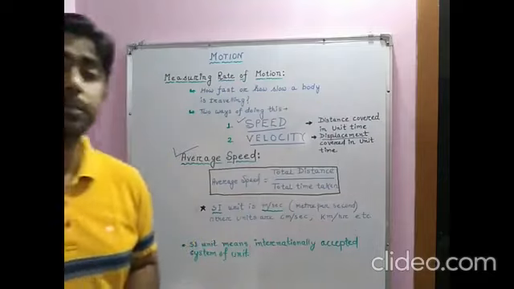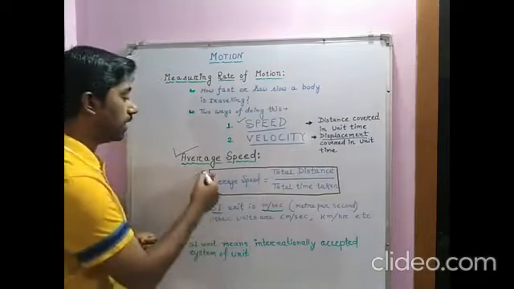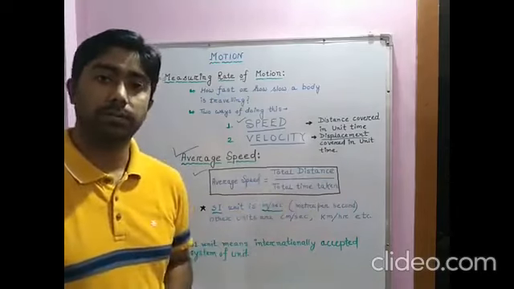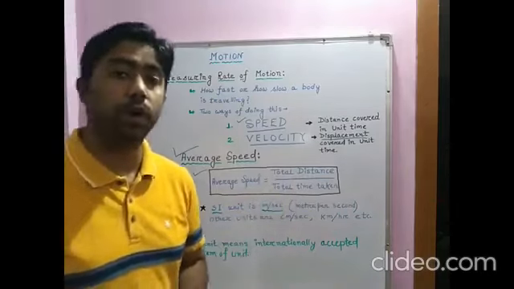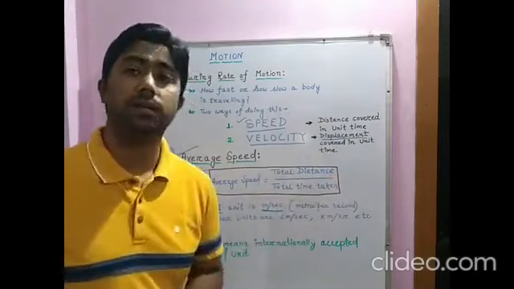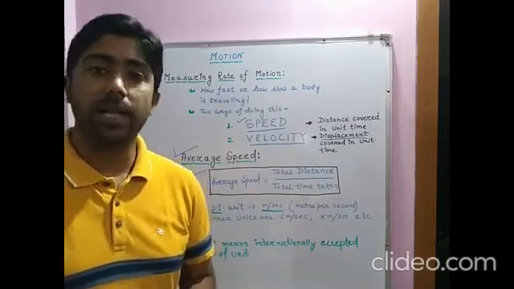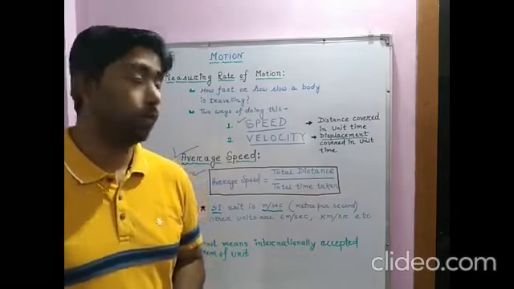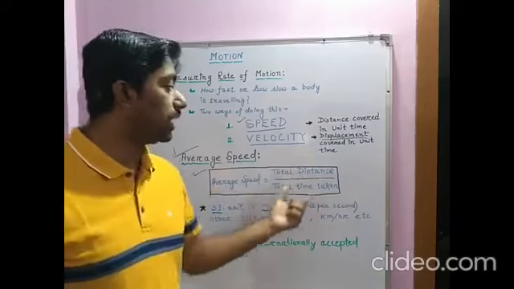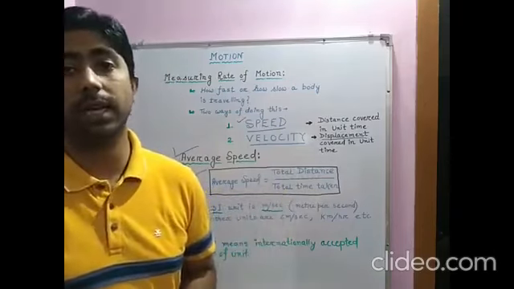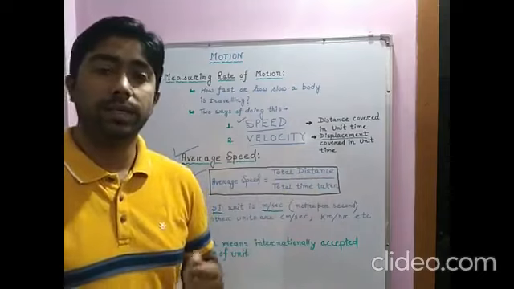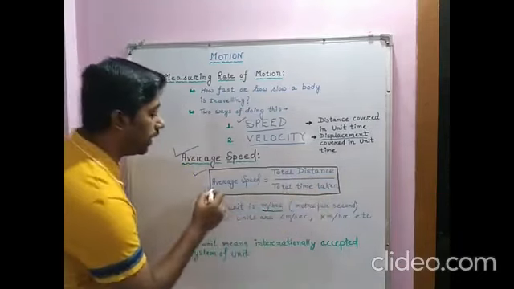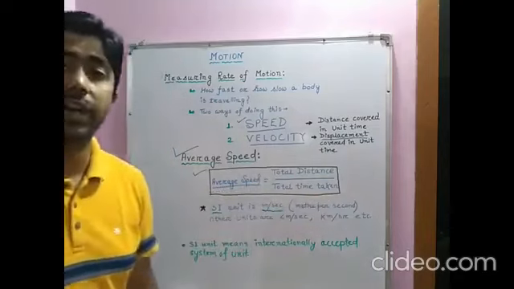And how to find average speed? You can see I have written the formula clearly here. Average speed is equal to the total distance traveled by the moving body divided by the total time taken by that same body in doing that particular motion. Once again, average speed is total distance divided by total time taken. This quantity in science is known as average speed.